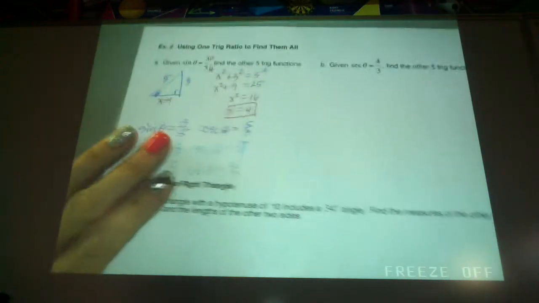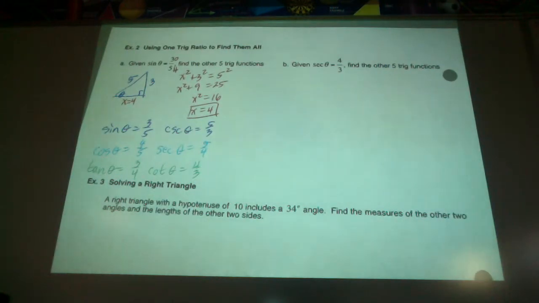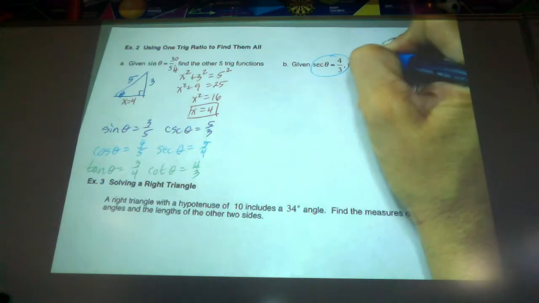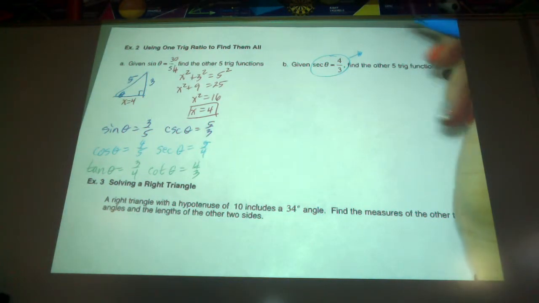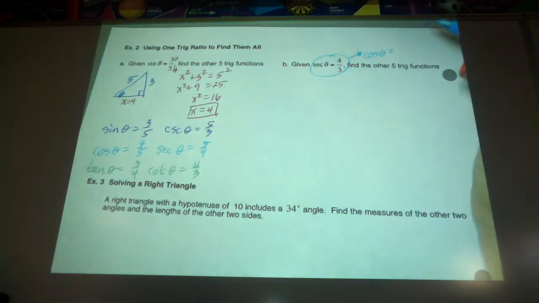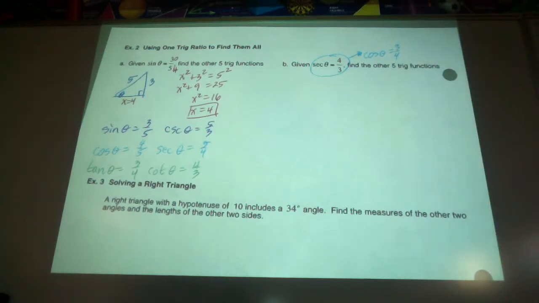So here's your ratios. How did you do? Good? Bad? Okay. Now I want you to do B. I'm going to get you started on B, because I don't like using secant. I would prefer to take secant and trade it in for what? Cosine. Its inverse is cosine. So the cosine of theta would be what? 3/4. So I choose cosine because that's the inverse function.